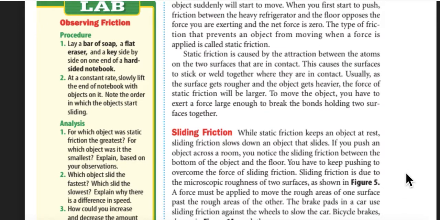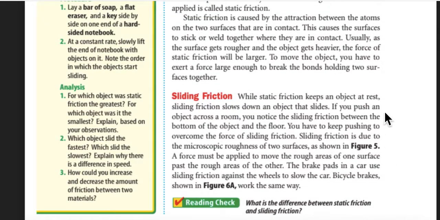Our next look is sliding friction. While static friction keeps an object at rest, sliding friction slows down an object that slides. If you push an object across the room, you notice the sliding friction between the bottom of the object and the floor.